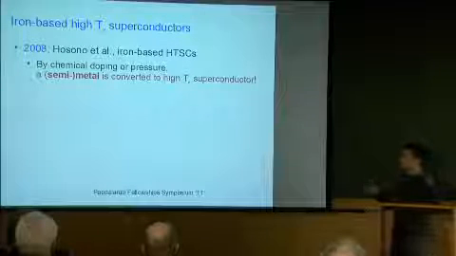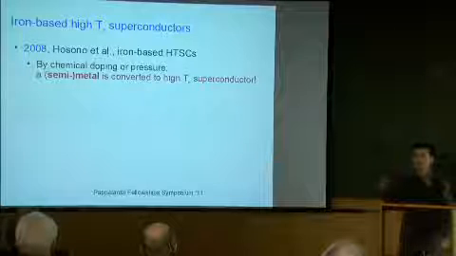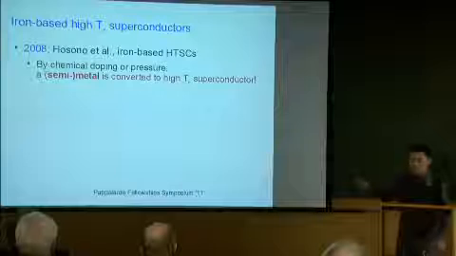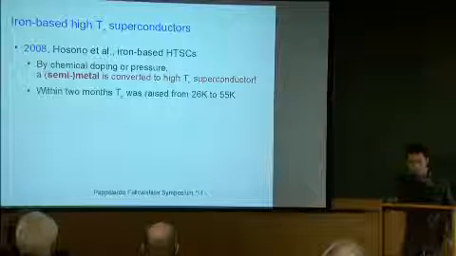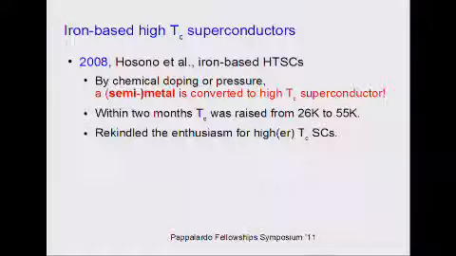But this time, with the discovery of the iron-based superconductors, we know that it's possible for many other materials we can get high-temperature superconductivity. And the research effort was very intense initially. Within 2 months, the transition temperature doubled. And I think this really rekindled the enthusiasm for higher Tc superconductors.